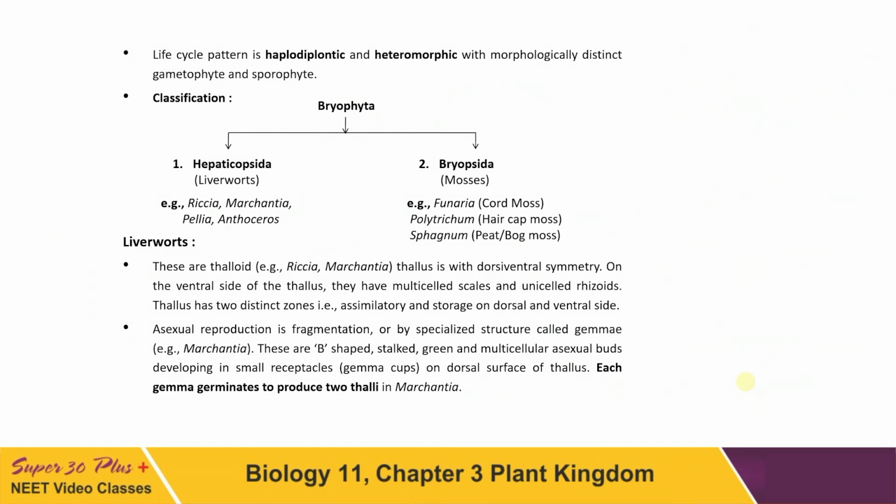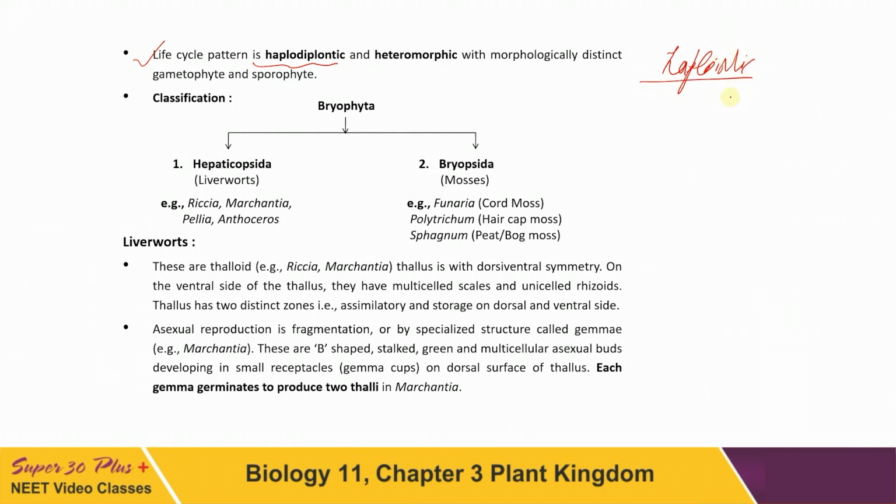Now you see, the life cycle pattern in bryophytes: is it haplontic? No, this is haplodiplontic. Haplontic was found in algae.